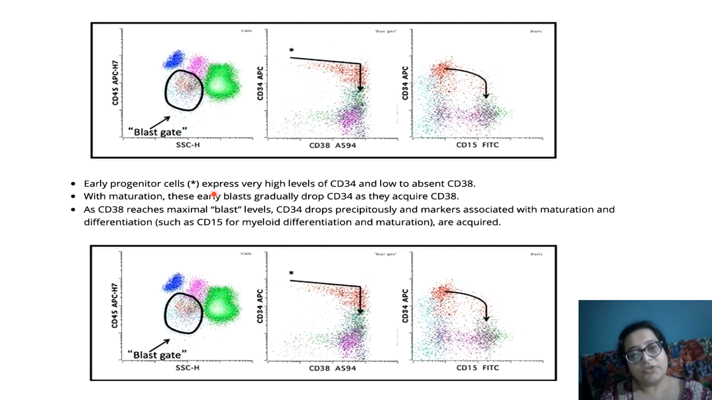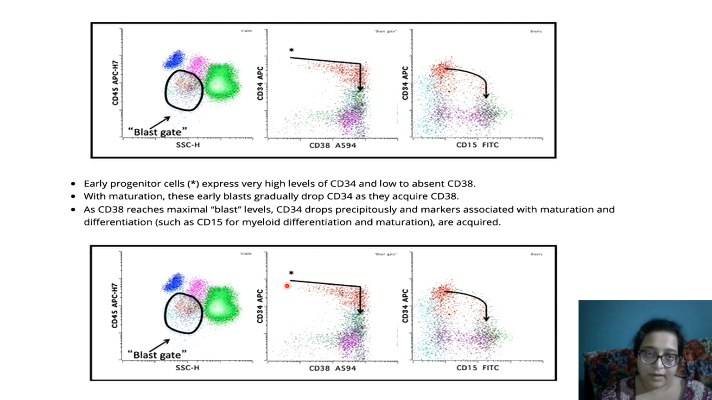So what they say is early progenitors express very high levels of CD34 and absent CD38, as is over here. This part is very early progenitors. With maturation, the CD34 will go and CD38 will start appearing, and CD38 reaches maximal blast level, CD34 drops precipitously, and markers associated with maturation appear. Now again in this you see there is a large population which is showing a lot of CD34 and no CD15. So this is again immature blast. But then there is a population which is also showing maturity. So in that population some blasts are maturing.